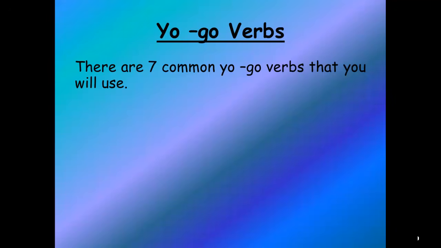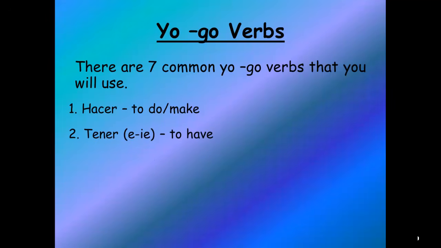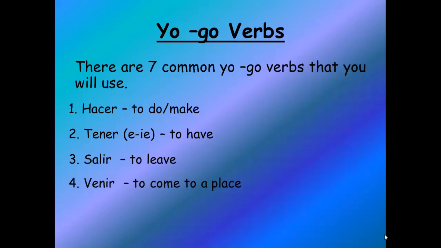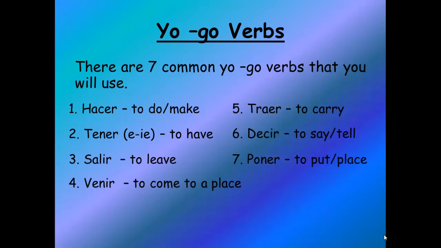So now Go verbs. There's about 7 common Go verbs that we will use. The first one being hacer, to do or to make. Tener, which is to have, and you've seen this verb last year when we talked about chapter 2 with the housing and the family, and it's one that you should already know. There's salir, to leave. There's venir, which is to come to a place. Traer, which is to carry. Decir, which is to say or to tell, another one you should already have some knowledge of, seeing as we had done it with the stem changing verbs. And poner, which is to put or to place.